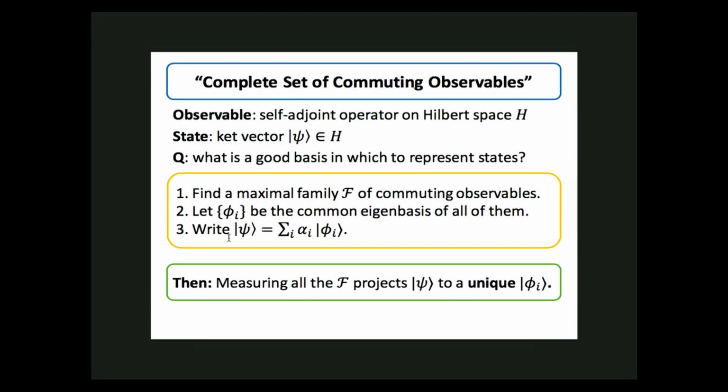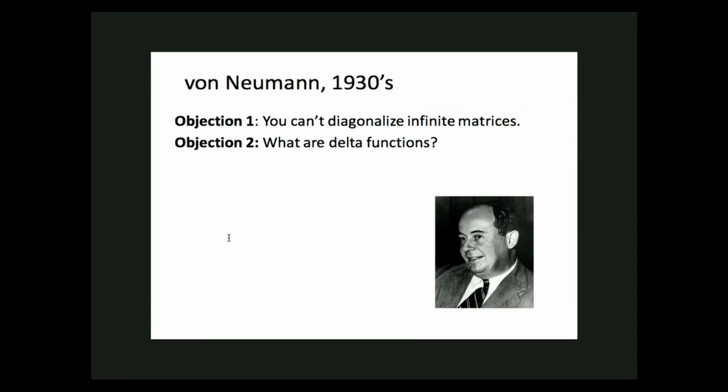So this seemed fine until von Neumann looked at this and raised some mathematical objections. Here are some of them. The first one is you can't just diagonalize an infinite matrix. You could have an operator that doesn't have eigenvalues; it just has a continuous spectrum. So you may not be able to get this basis of eigenvectors that you want. And the second thing is that Dirac got around this by introducing these objects called delta functions, but delta functions are not actually vectors in a Hilbert space. So what are delta functions?